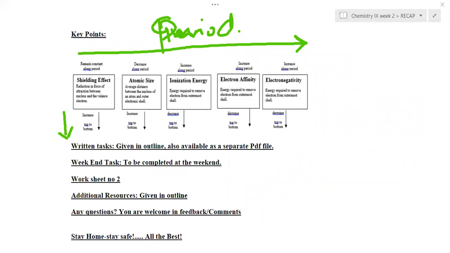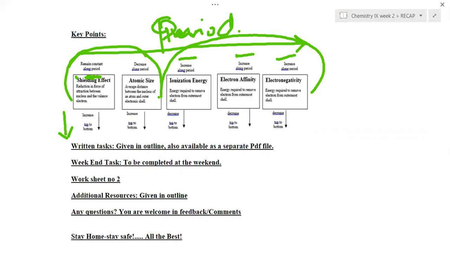These two, shielding effect and atomic size, are following the same type of trends, whereas these 3 are following the same type of trends. They have common trends. For the first 2, there are slight differences across the period. One is remaining constant, whereas the other is decreasing, whereas all these 3 increase along the period: ionization energy, electron affinity, and electronegativity. Okay, let's quickly reinforce that.